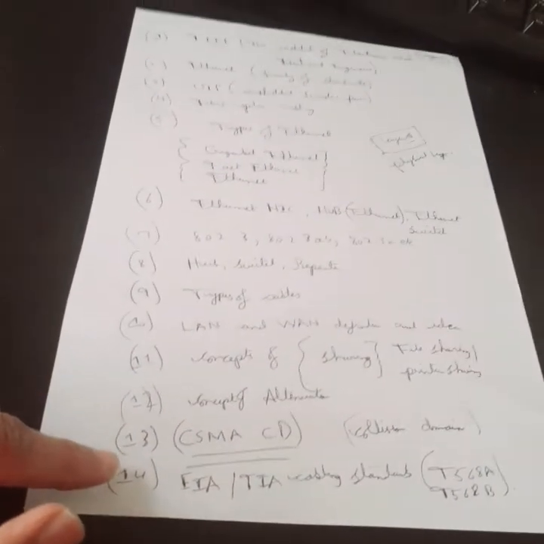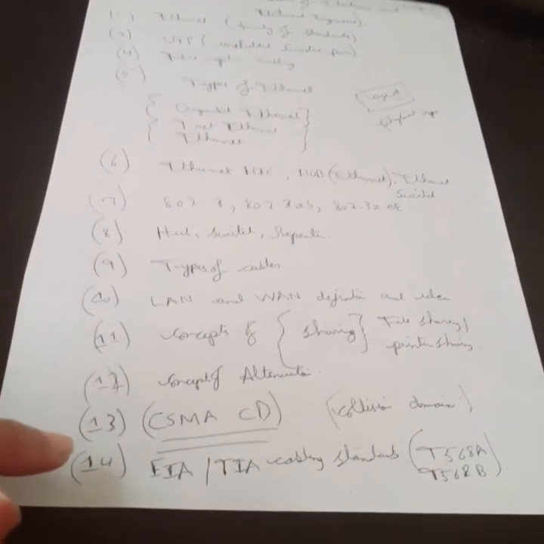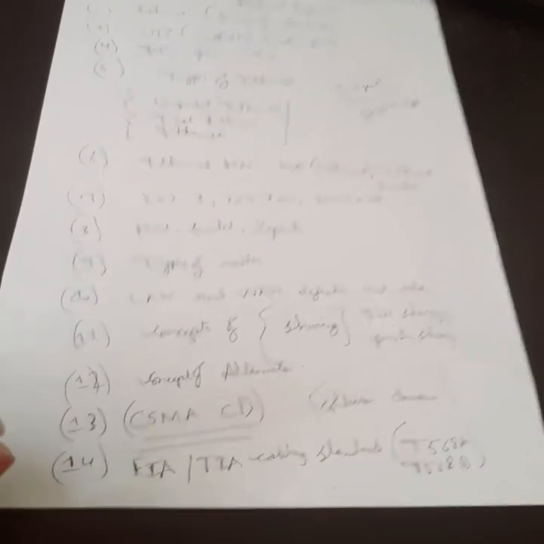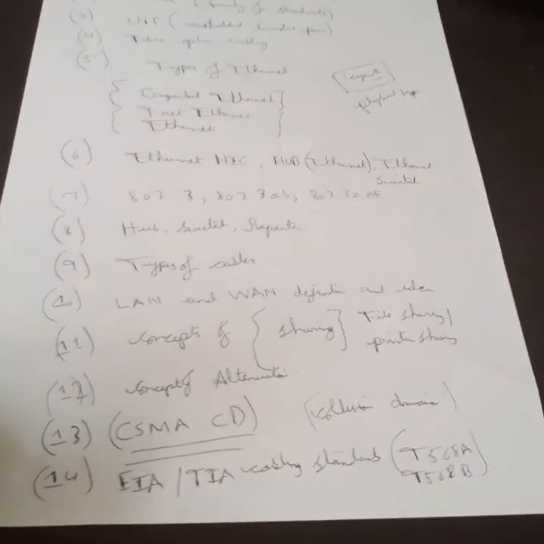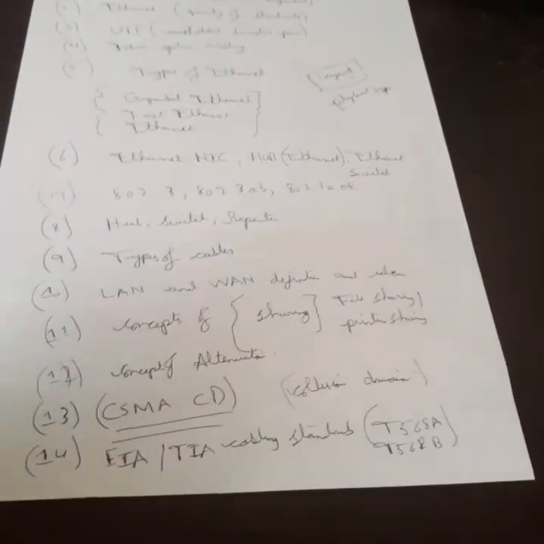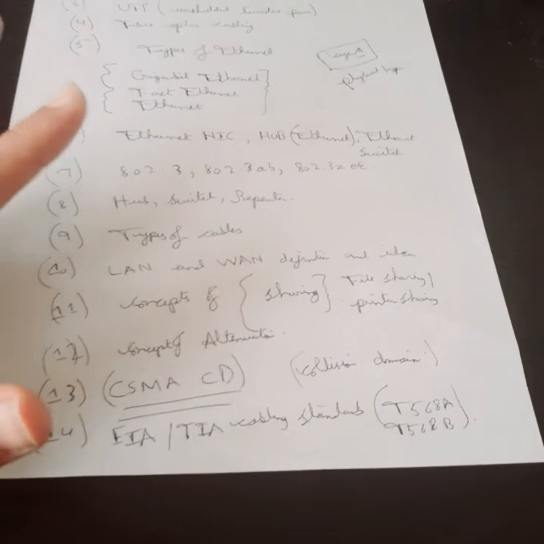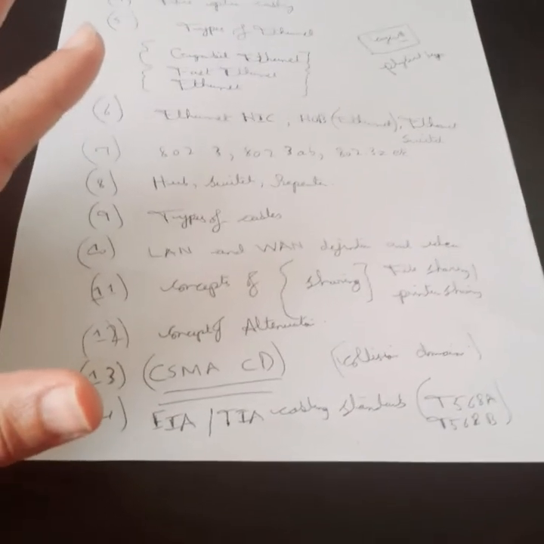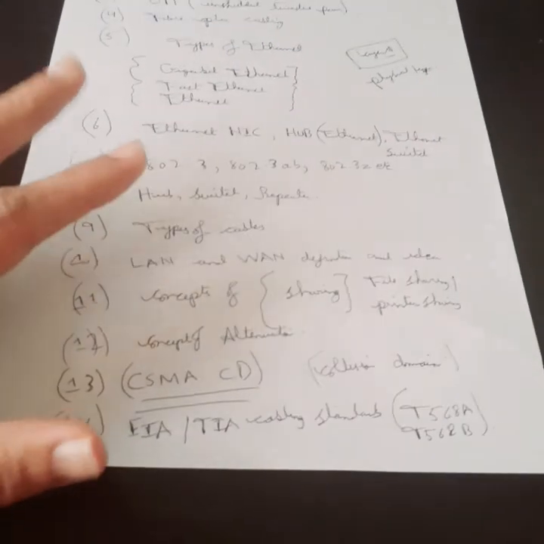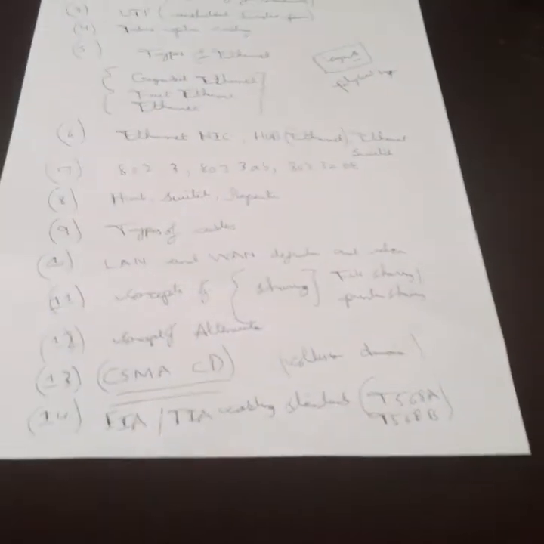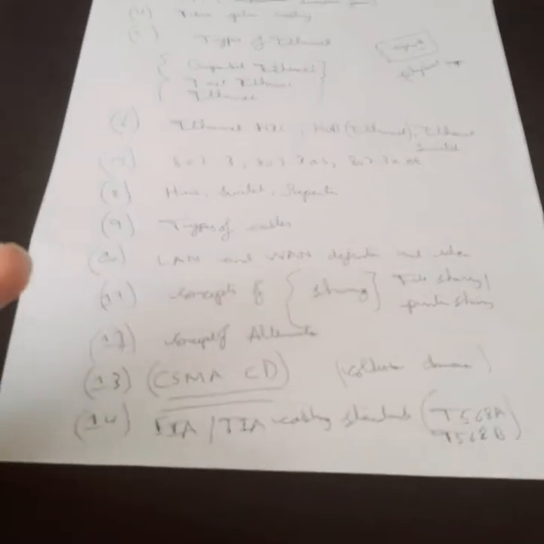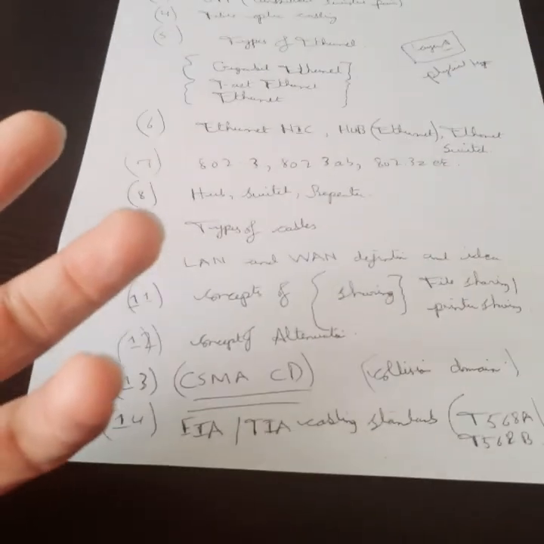Last but not the least, and the very heavy and important one, is the EIA/TIA cabling standards. There are cabling standards T568A and T568B. When I talk about cabling standards, it's really important that you understand them. And practically, there'll be sites you'll go down to, and practically you should know how to make a cable as well.